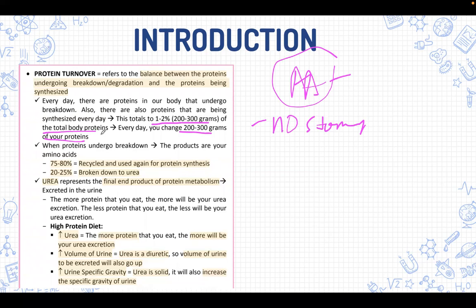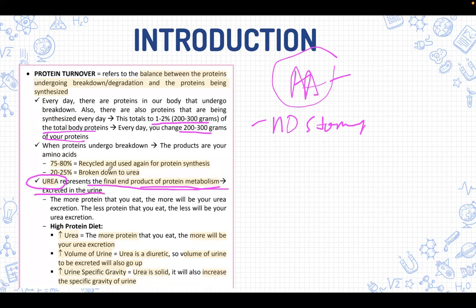Again, ano po ang urea? Bakit kanina pa binabanggit ni ma'am? Urea represents the final end product of the protein metabolism. Again, it is the final end product of protein metabolism. Ma'am, bakit sabi mo product po ng protein breakdown si amino acid? Yes, it is a product, but urea represents the final end product of your protein metabolism. Then it is excreted in the urine.